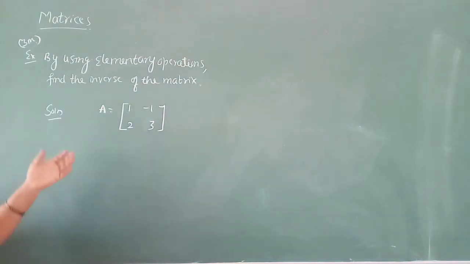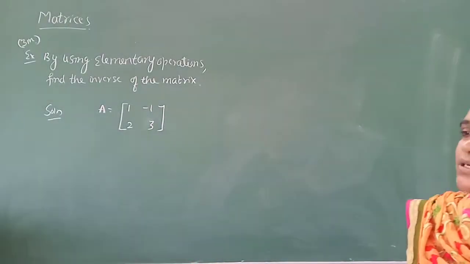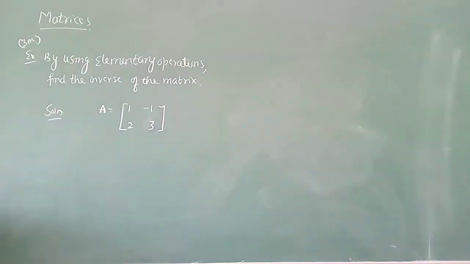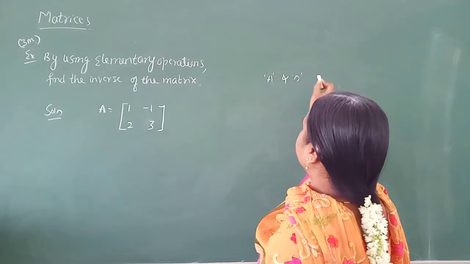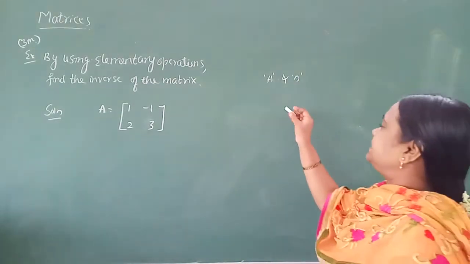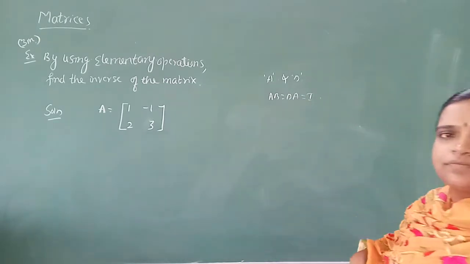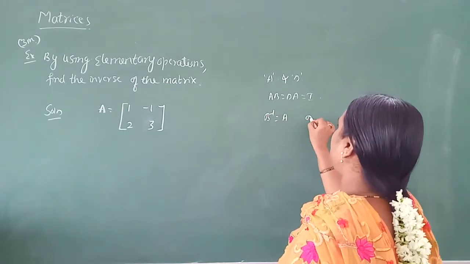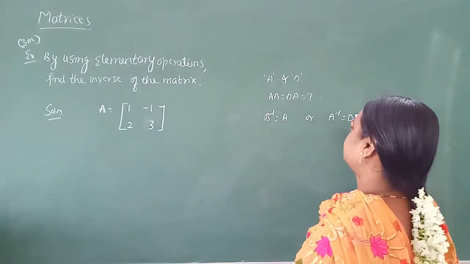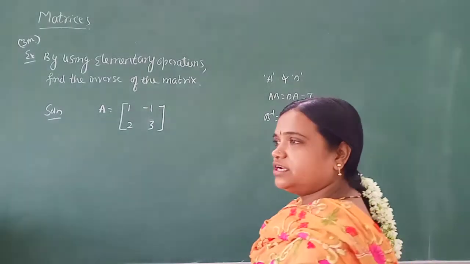Now today we will take an example based on using elementary row transformation of the matrix. Before starting that example, let us recall the definition of invertible matrices. If A and B are square matrices of the same order, then AB = BA = I means B inverse is A, or A inverse is B. Correct.